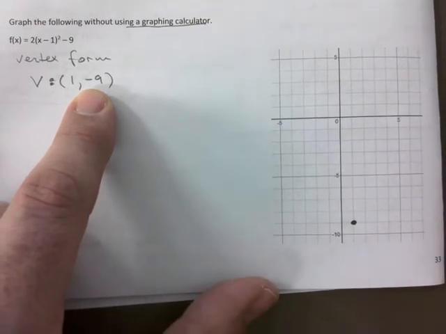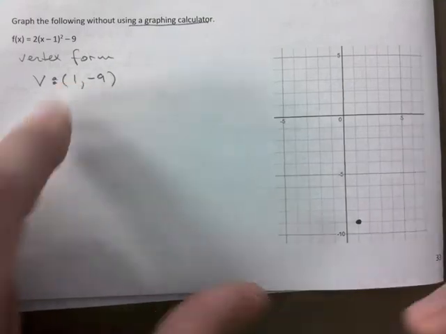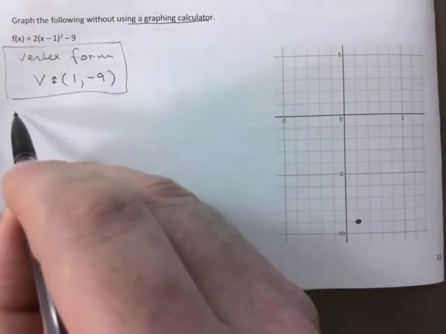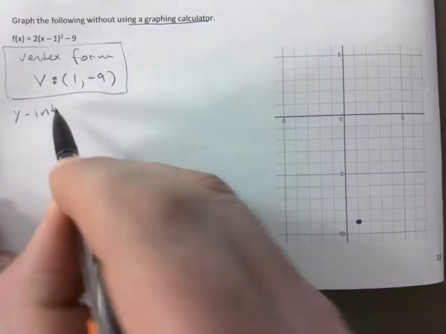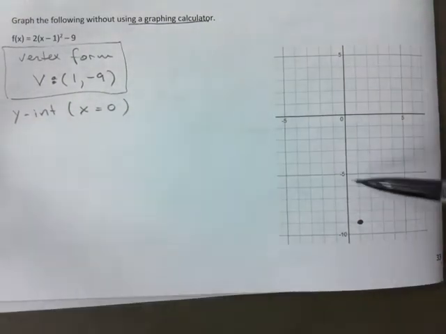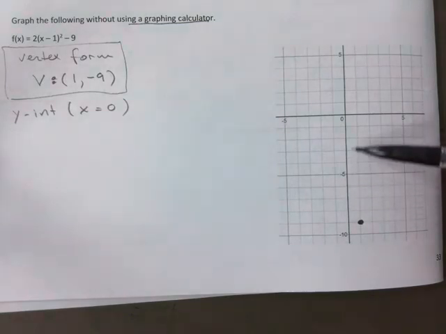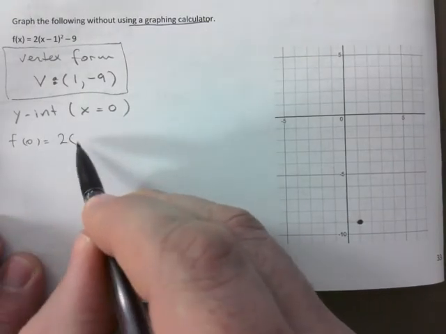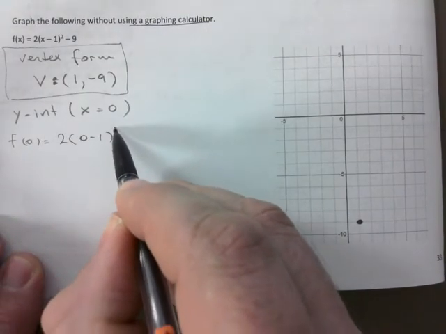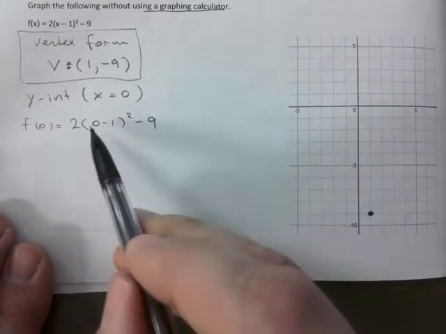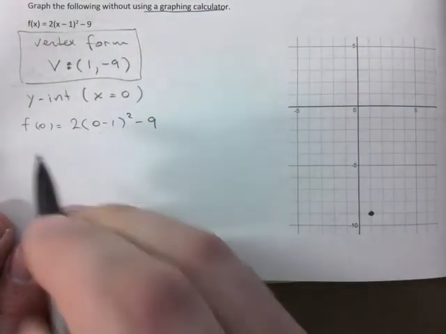I'd like to have at least 3 points. So watch what I'm going to do. This is my vertex, right? I'm going to find the y-intercept. And we know that x is equal to 0 at the y-intercept. I want to know, where does it cross here on the y-axis? So no problem. F of 0 is 2 times (0 minus 1) squared minus 9. I'm basically just substituting 0 in there.